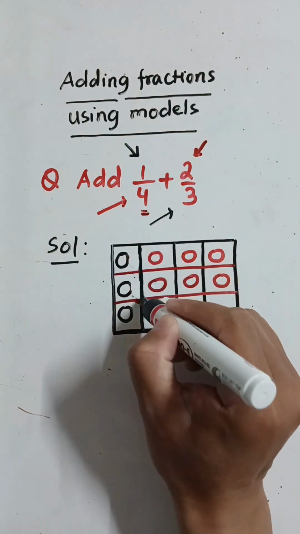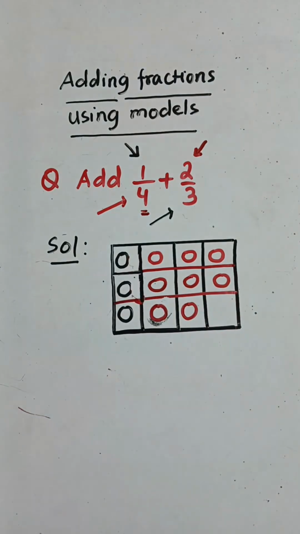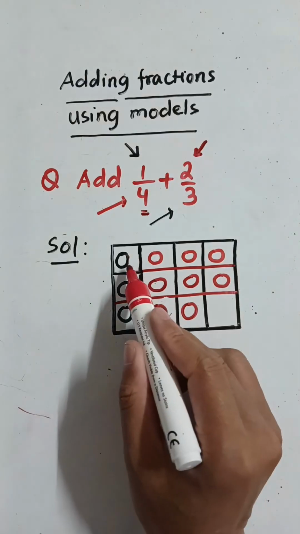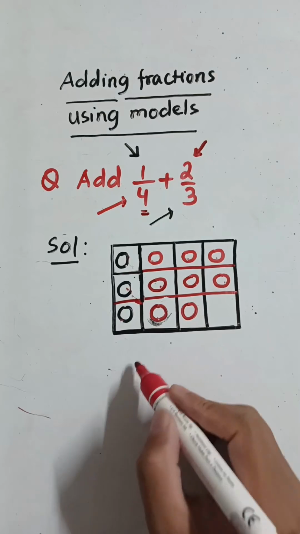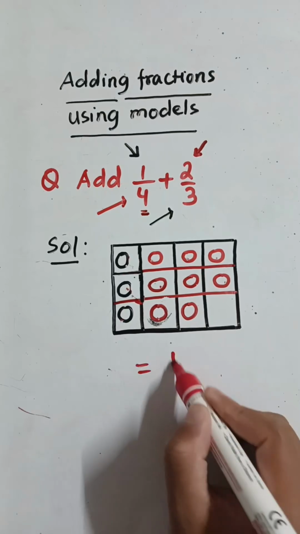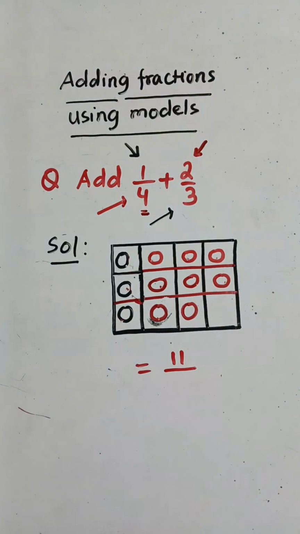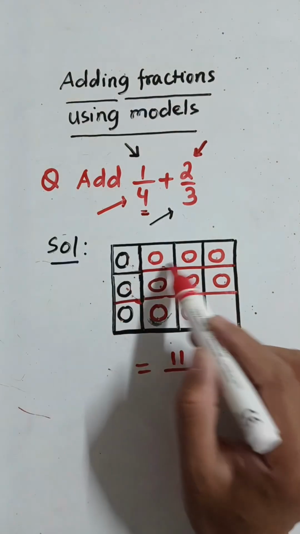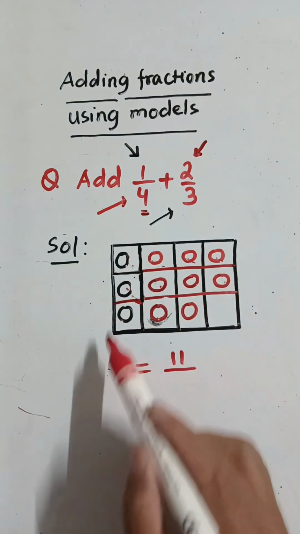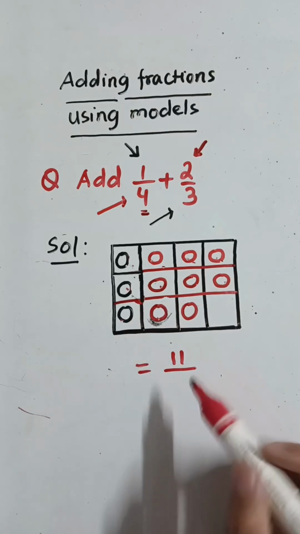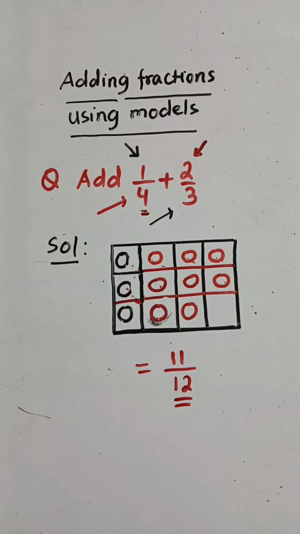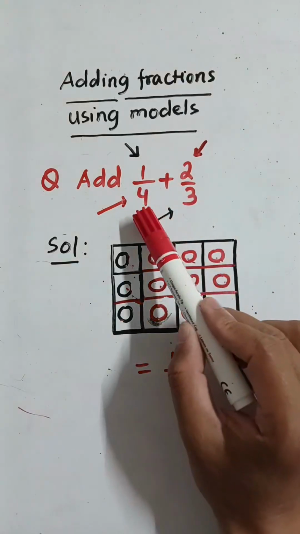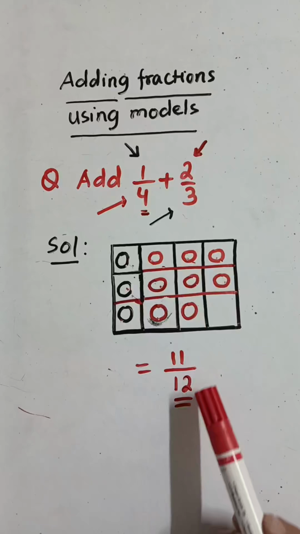Now you just have to count the number of counters we have. The number of counters we have is 1, 2, 3, 4, 5, 6, 7, 8, 9, 10, 11. We have 11 counters, and the total number of smaller boxes we have is equal to 12. Therefore, your answer when we add 1/4 with 2/3 is 11 over 12.